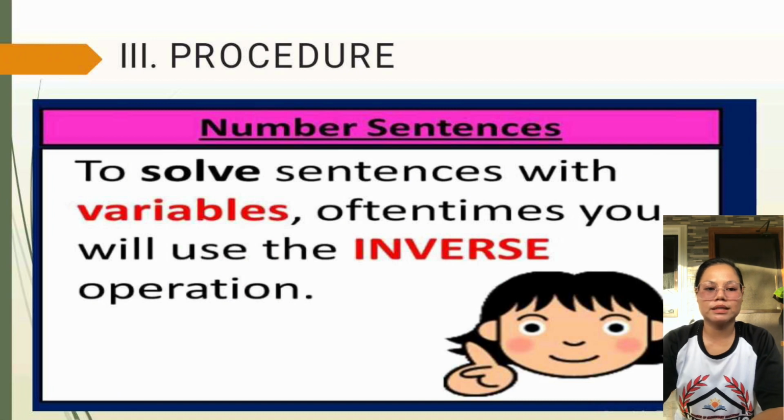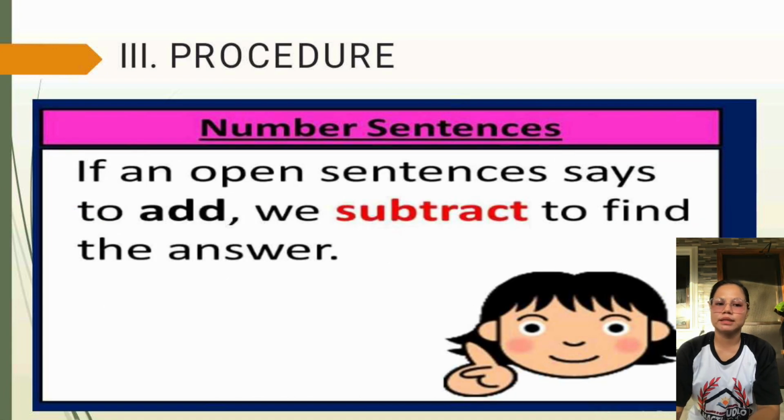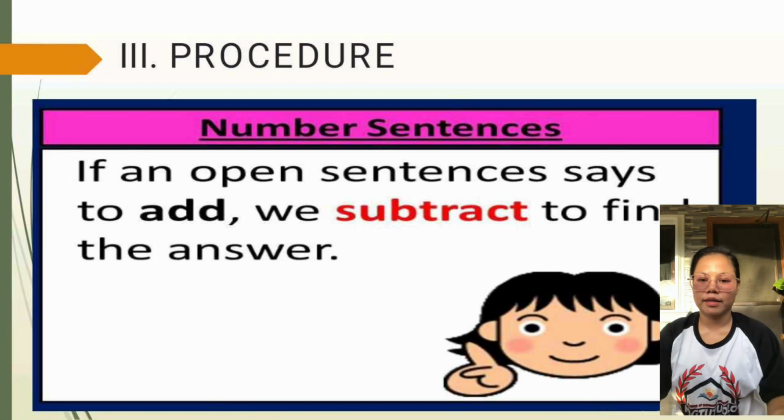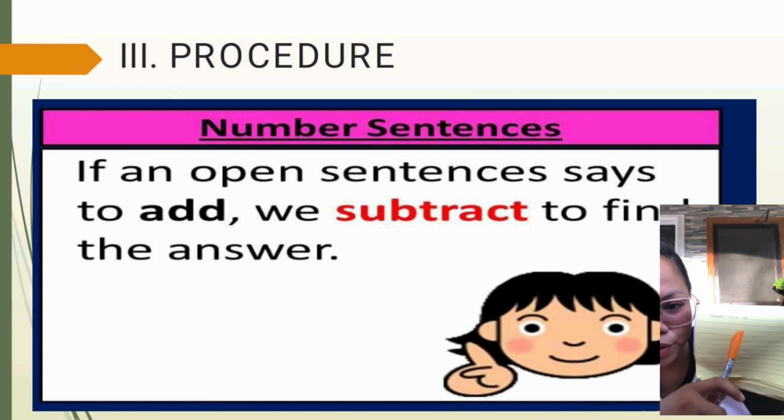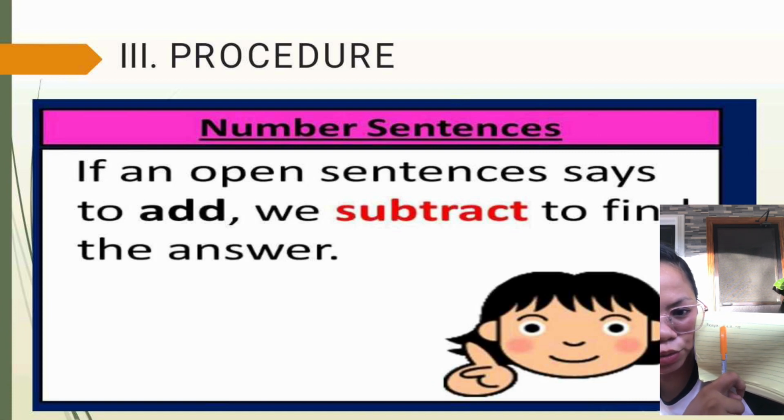To solve sentences with variables, oftentimes you will use inverse operations. If an open sentence says to add, we subtract to find the answer. Like this, we subtract 15 minus 12 to find the value of x. 15 minus 12 equals 3. So the x there is 3. So 12 plus 3 equals 15.